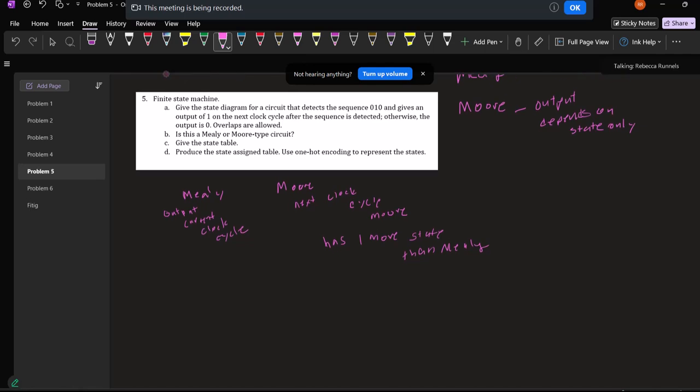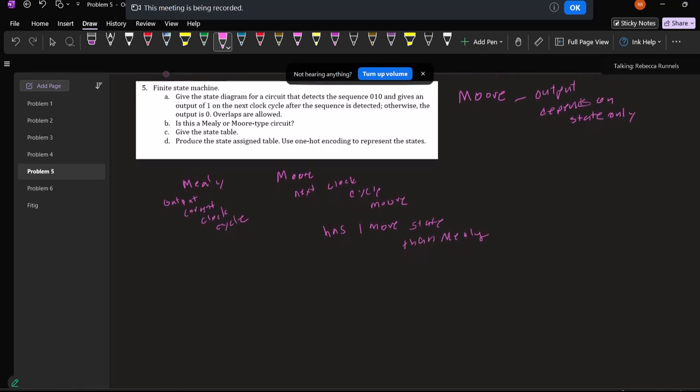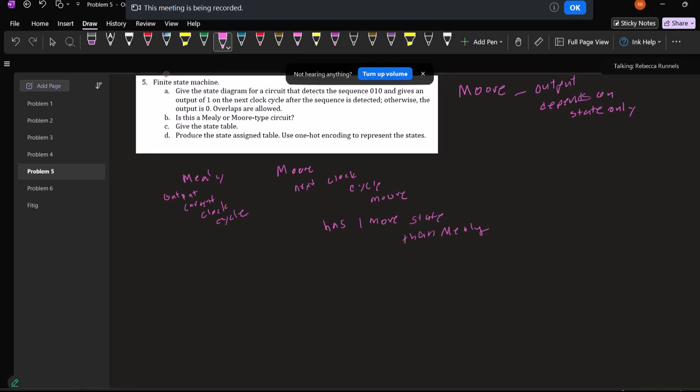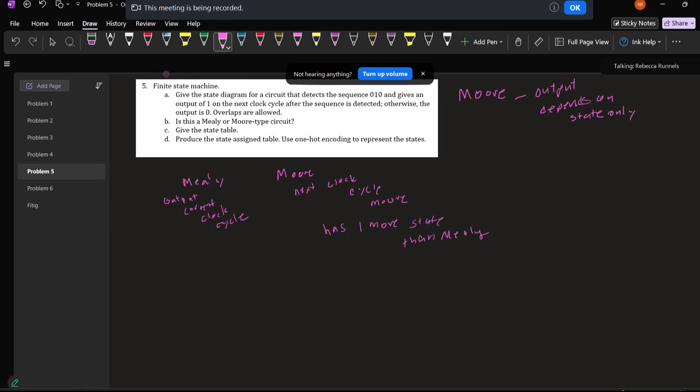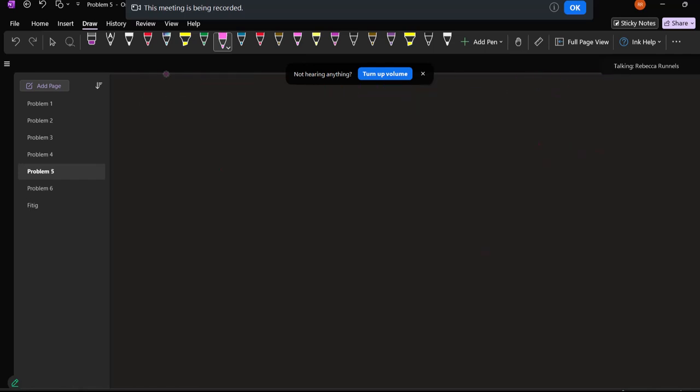Okay, so we want to give the state diagram for a circuit that detects the sequence 1, 0, 1 and gives an output of 1 on the next clock cycle after the sequence is detected. Otherwise, the output is 0, overlaps are allowed. So we're looking for 1, 0, 1. What this means is you have these numbers that are being given to you, and when you get a sequence of a 1, 0, 1, then on the next clock cycle, your output is going to be a 1. If you didn't get a sequence of 1, 0, 1 on the last inputs, your output would be 0.